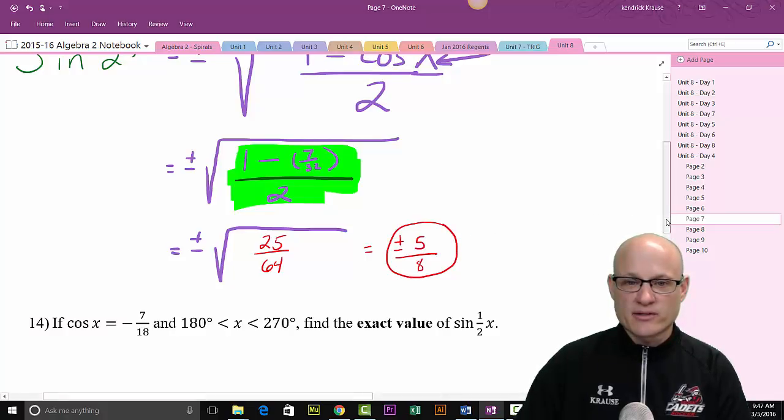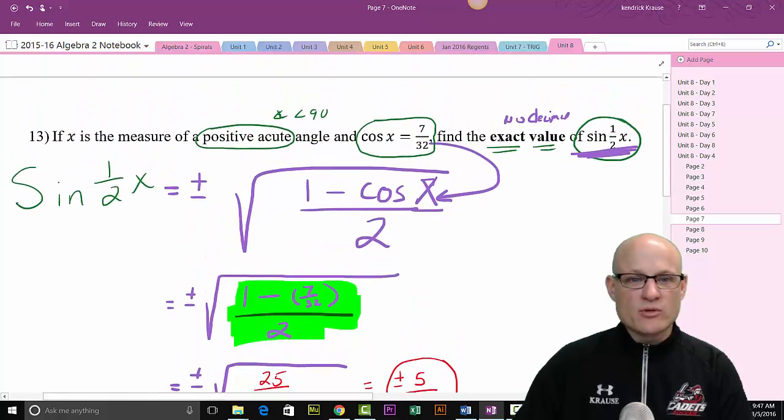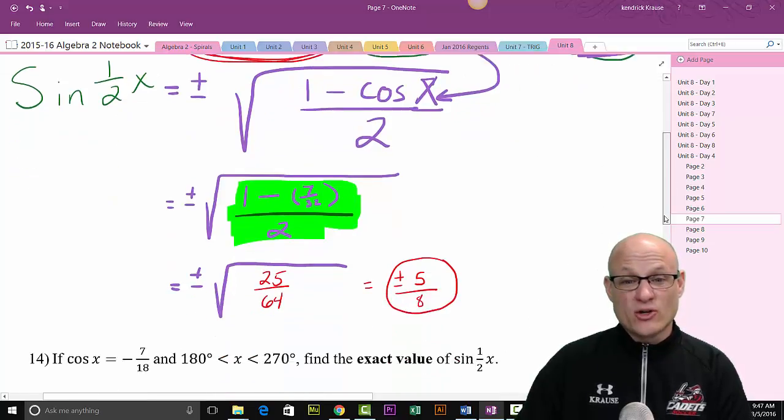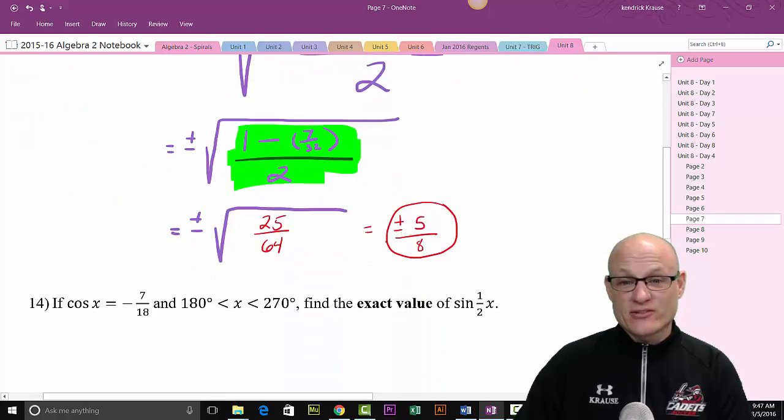But now let's think about something. It said angle x is a positive acute angle. So half of x, if it's less than 90, half of it would still be in quadrant 1, right? So can I have anything negative in the first quadrant? I can't. So the answer in this case, even though I had a plus or minus, is 5/8.